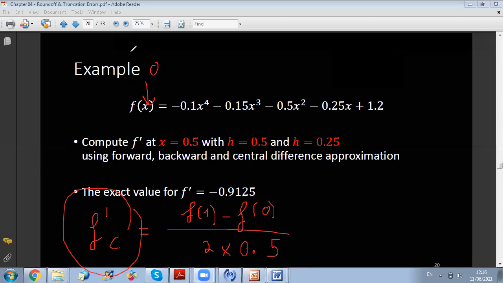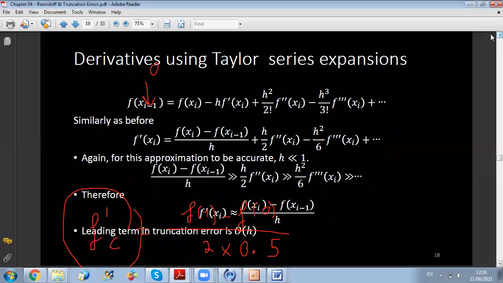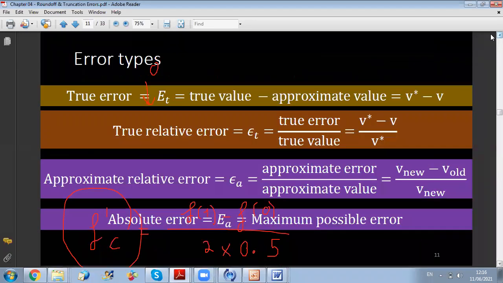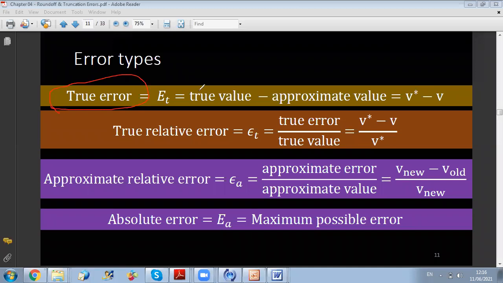So I will go back now to the error definitions. We have defined together last time several types of errors, so let us go back to them. The first type of error is the true error. You just have to compute the difference between the true value, which you got from f prime at the point from the exact function, minus the approximate value. You have used three possible approximations, and you can see what the true error will be for these different approximations.